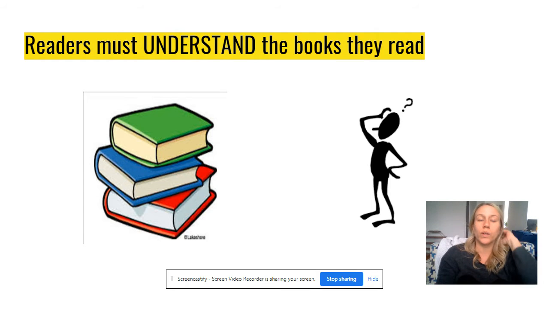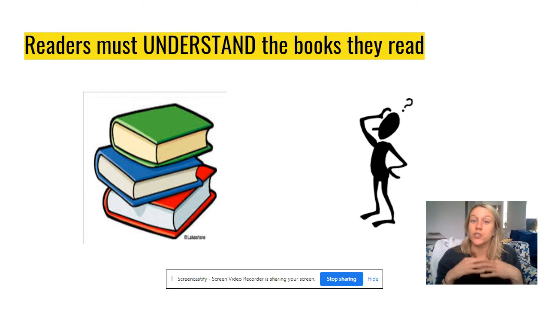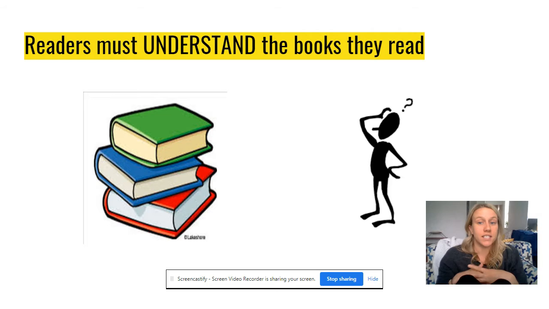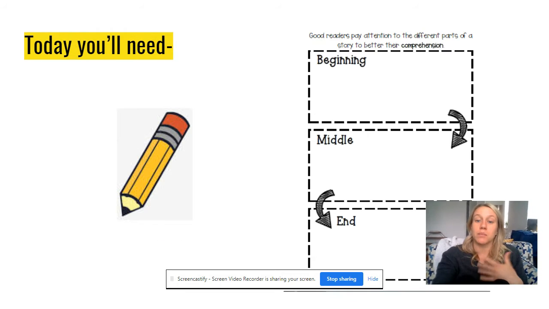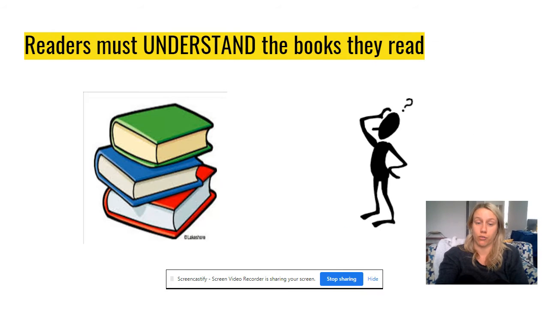When we left school, we were working on decoding strategies. So you guys became experts at how to read the words in the book. Well, now that you guys are experts at reading words, it's time to focus on understanding the parts of the book. So good readers must understand the books that they read. And the best way to start to understand what you're reading is to put it into parts, is to understand what part was the beginning, what part was the middle, and what part was the end. So that's why we're going to be using these worksheets that you see here so that you can show that you understand the book that you read.